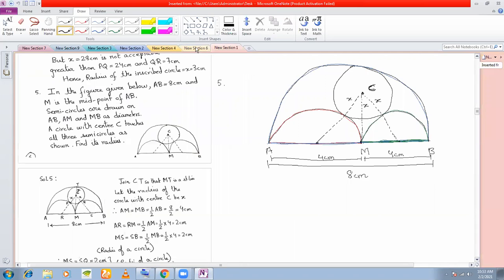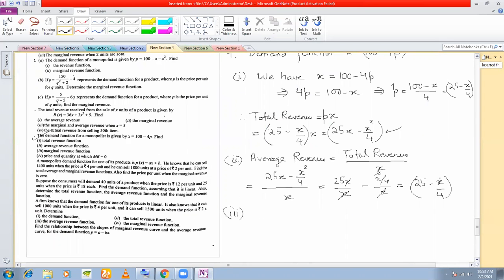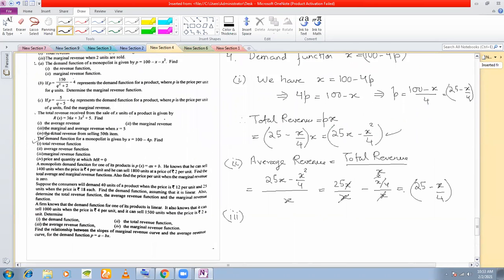So now coming back, see here, without even calculating average revenue as total revenue divided by X, if you knew that average revenue is equal to price per unit, what was the price per unit we have found out here? 25 minus X by 4, right? Directly you could have put it here, that average revenue is equal to price is equal to 25 minus X by 4. Understood? But anyway, this is a better way of doing it. Okay, average revenue is equal to total revenue divided by X.